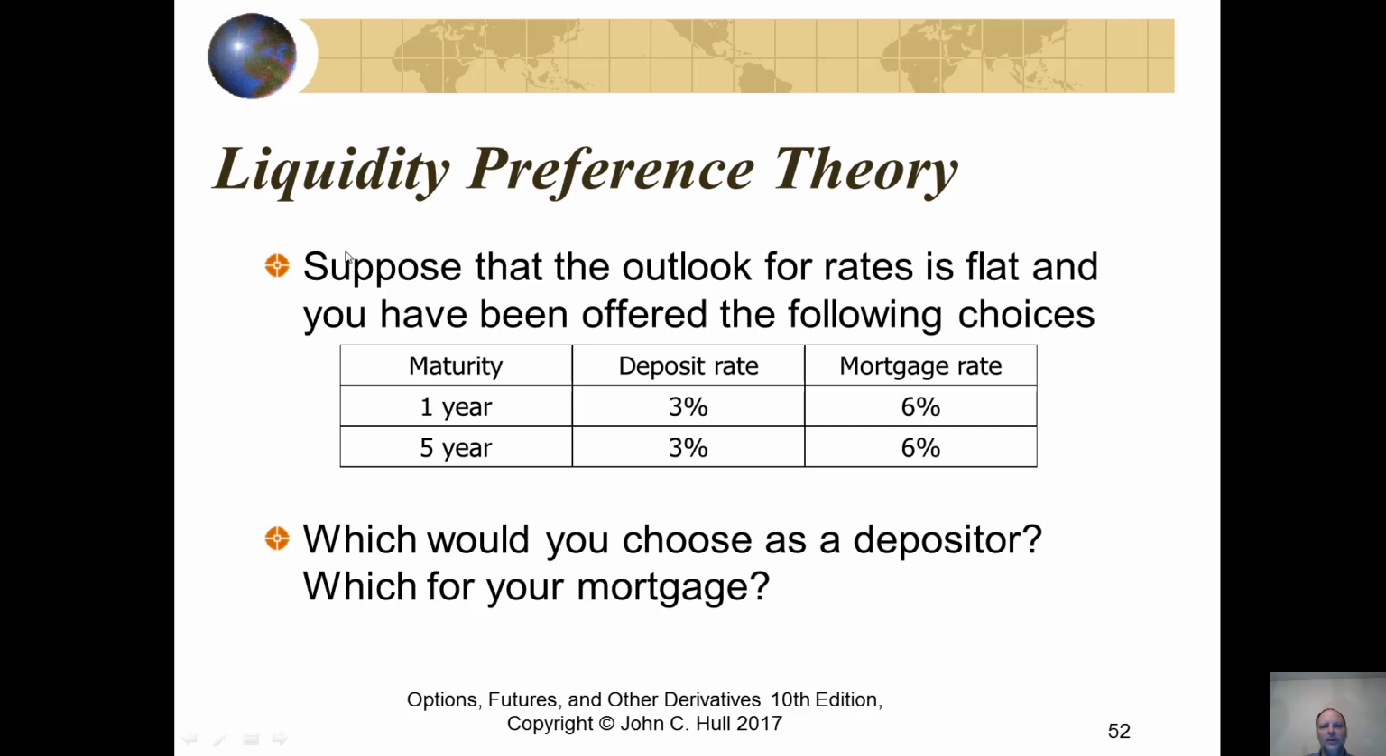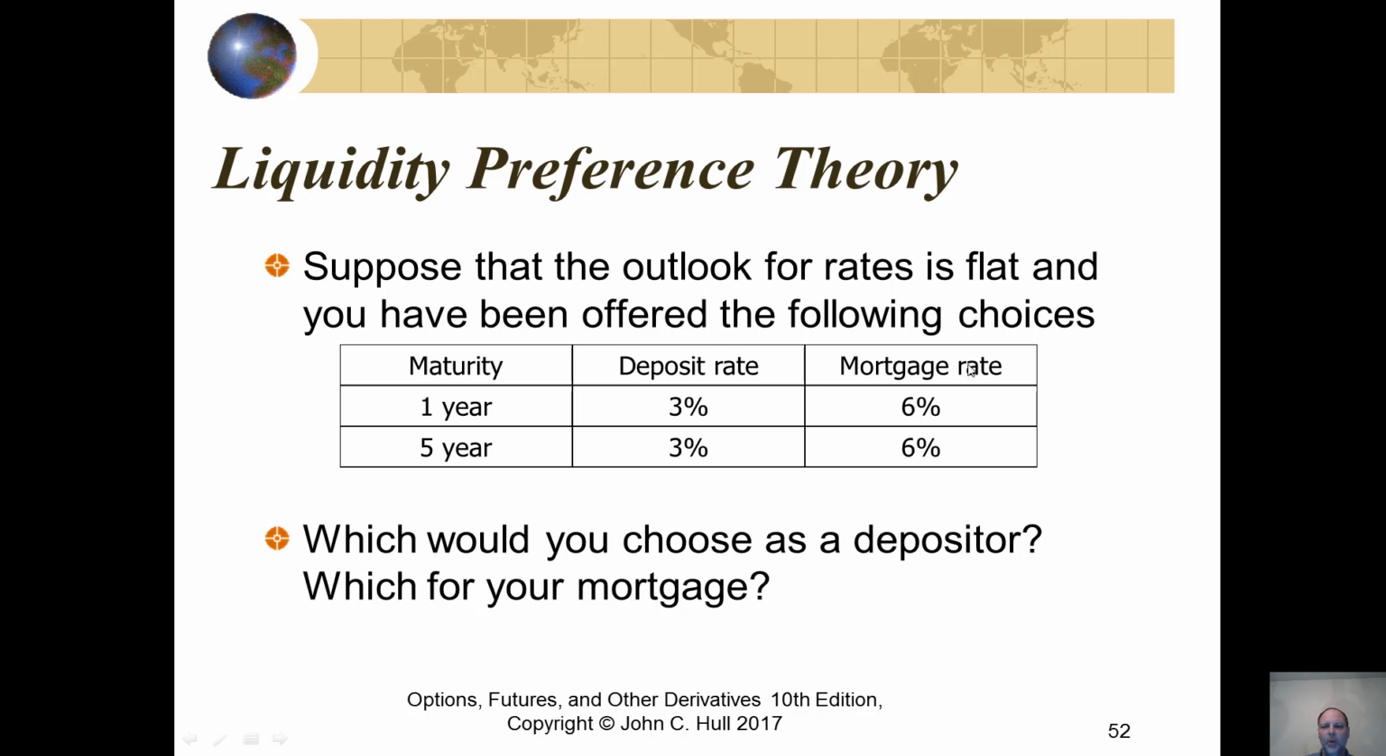Here is an example of a way of thinking about the liquidity preference theory. Suppose that the outlook for rates is flat and you have been offered the following choices: a 1-year and a 5-year deposit of 3% and a 1-year and a 5-year mortgage of 6%. Well, if you're a depositor, you're going to want to be able to get your money back whenever you can, so you're going to go with the 3%.